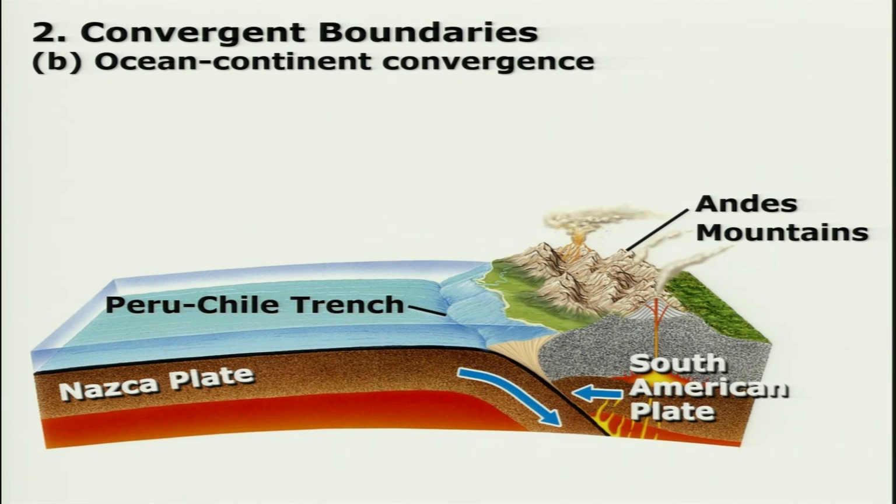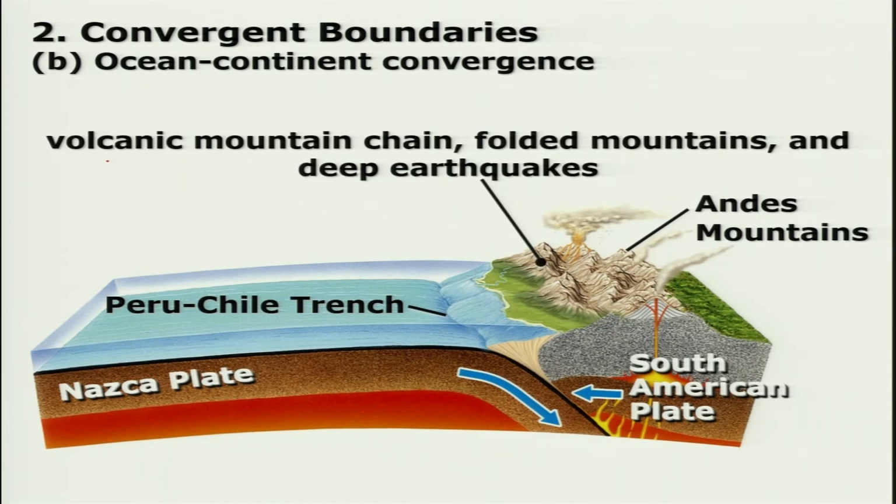So on the land portion, that is the continental portion, again we see the formation of volcanoes, and the best example between these two plates is the Peru-Chile trench, and on the surface of the overriding plate we have the Andes Mountains. So again we will come across the volcanic chain, folded mountains, and deep earthquakes. Along with this, as I told in the previous one, we will also have shallow and intermediate earthquakes, and these deep earthquakes are with respect to the depth at which they are occurring.